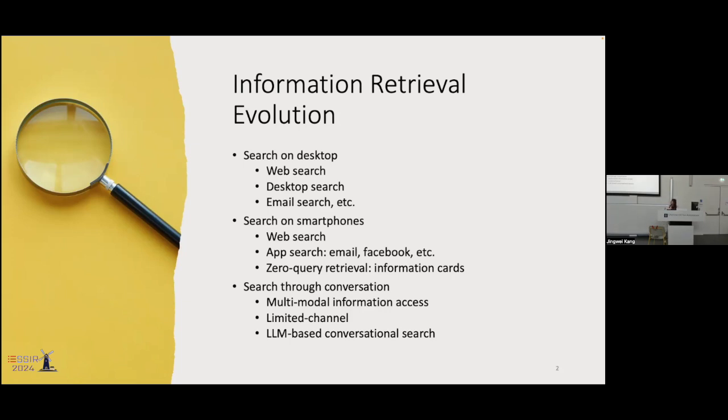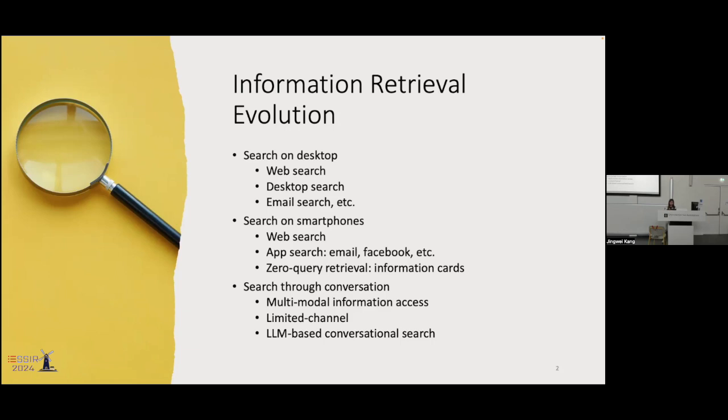It also contains something like email search. For example, sometimes we really want to search for a certain email on our desktop using some topics or some keywords. And the second type is called search on smartphones, and it basically happens every day in our daily life.